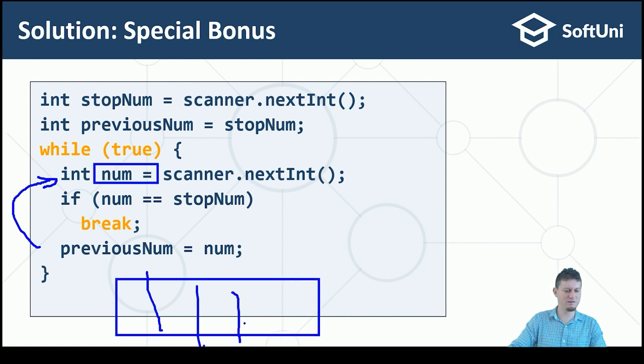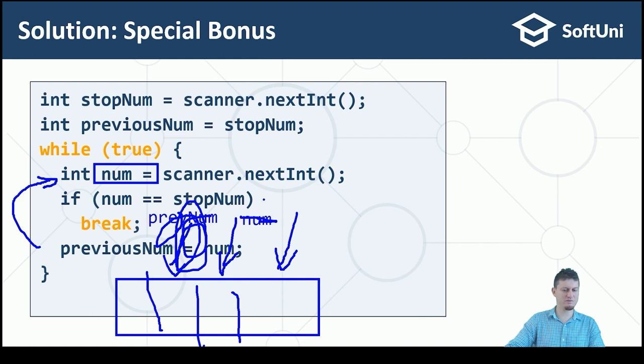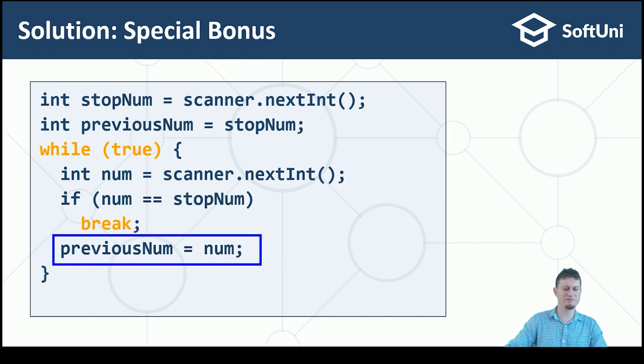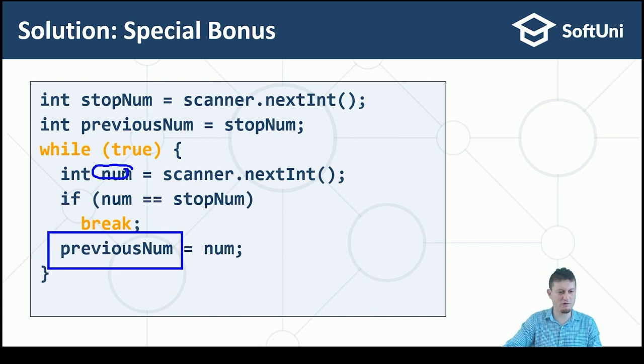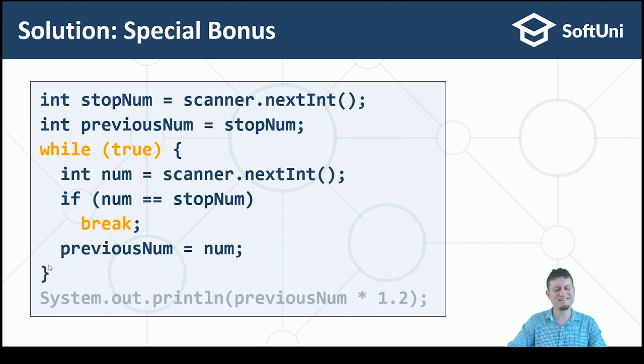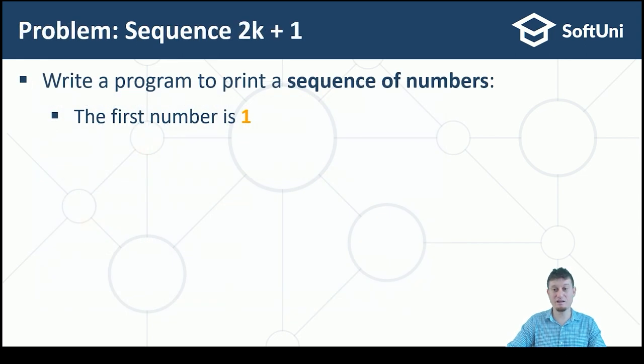So if we have some numbers here, and now this is num, this will be the previous number. But when I read the next here, at the next iteration, this will be the pref num, and this will be the num. So at the end of this iteration, I remember the current number as previous, and I read the next. So at each moment in time, this variable will hold the previous number before this num. Okay, so let's go ahead. This is the printing. Let's go ahead with the next problem.